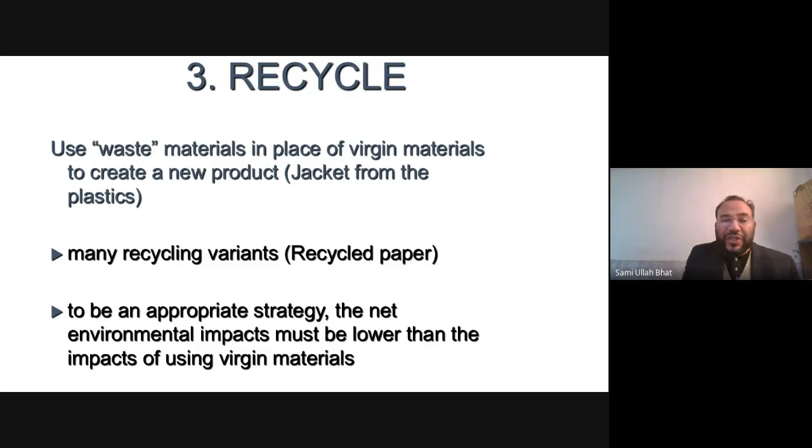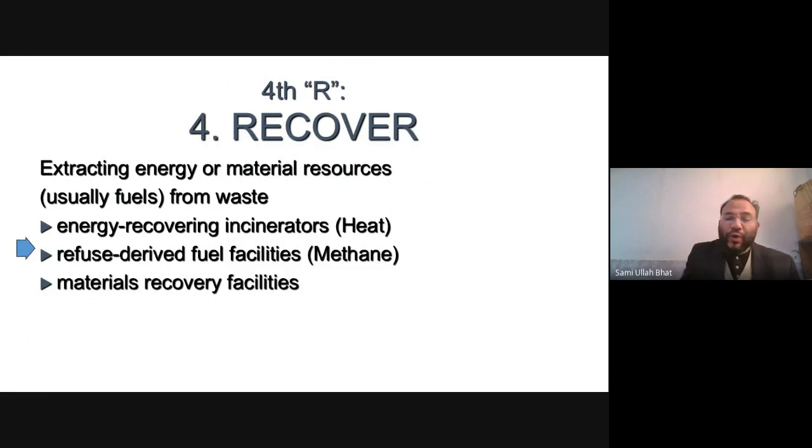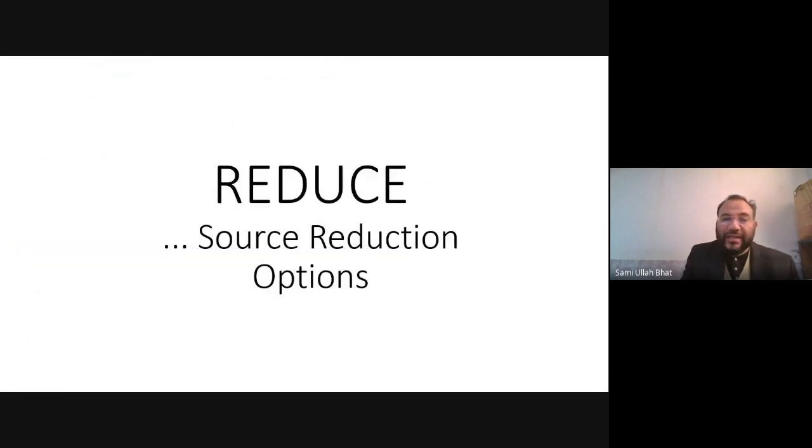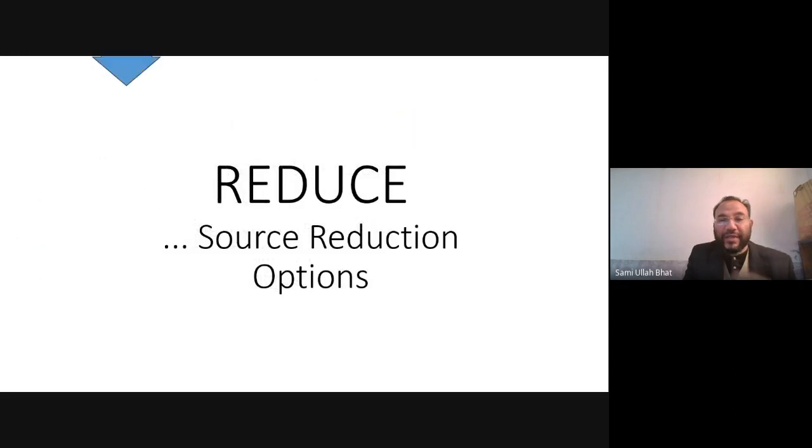To be an appropriate strategy, the net environmental impacts must be lower than the impacts of using virgin material, as I was saying about paper. The fourth one that I was talking about is recovery, which means extracting energy and material, usefully as fuels, from the waste. For example, if there is a burning material, heat is energy, and heat can be used. If there is a refuse-derived material, for example, methane is a byproduct of that, and methane can be used as a fuel. So material recovery takes place in this way.